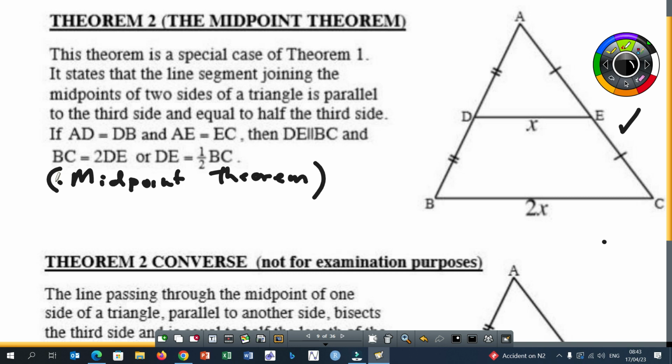I think I need to make a copy of the acceptable reasons for geometry. I'm going to make a copy of the acceptable reasons so that you can paste them in your maths workbook.